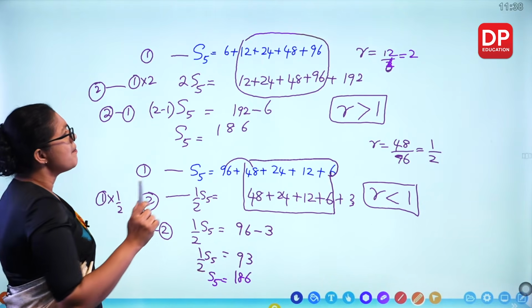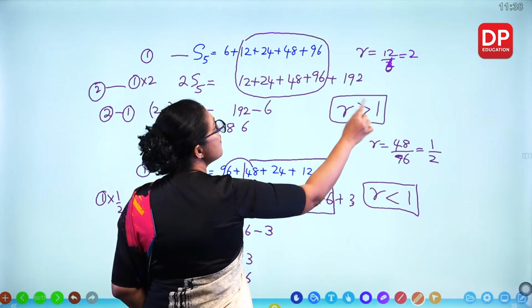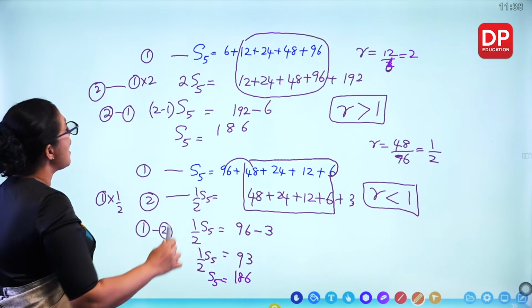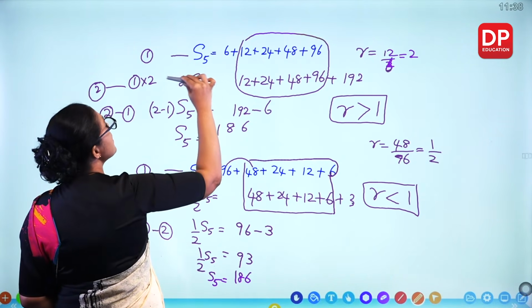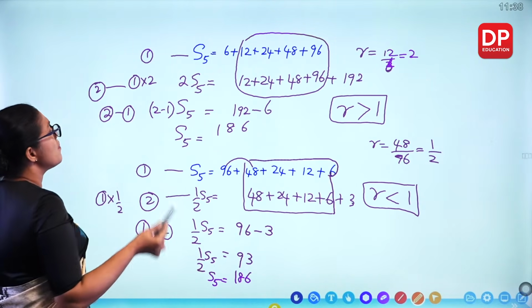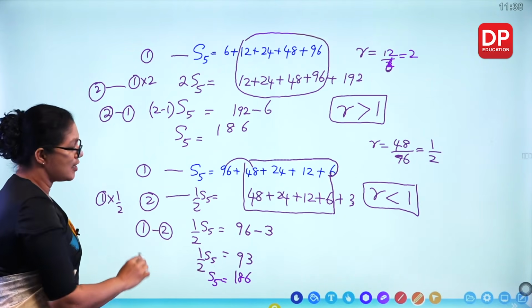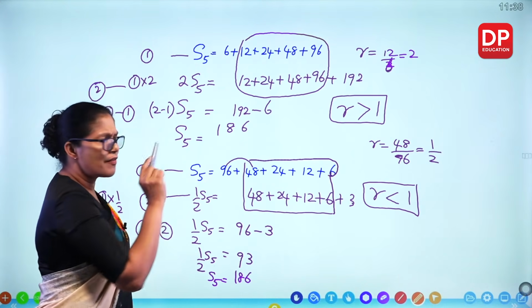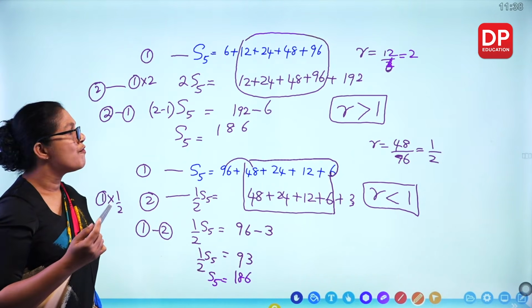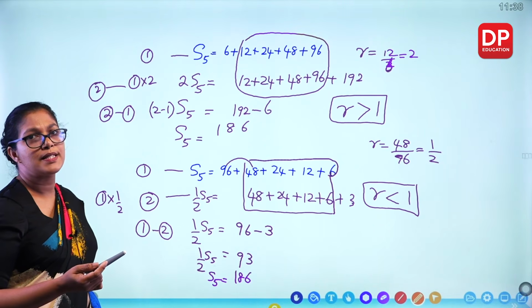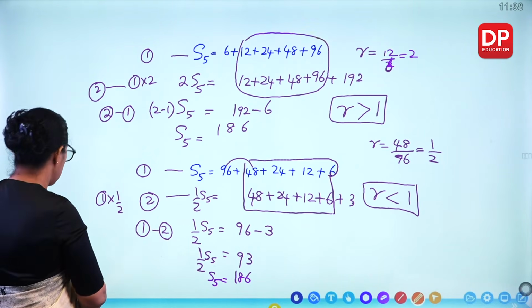But remember this. When the ratio is greater than 1, the bigger one is this minus this, 2 minus 1. Here I need to subtract 1 minus 2. So you need to remember this to find the formula for the sum of n terms. Now we'll look at how to get the sum of n terms.